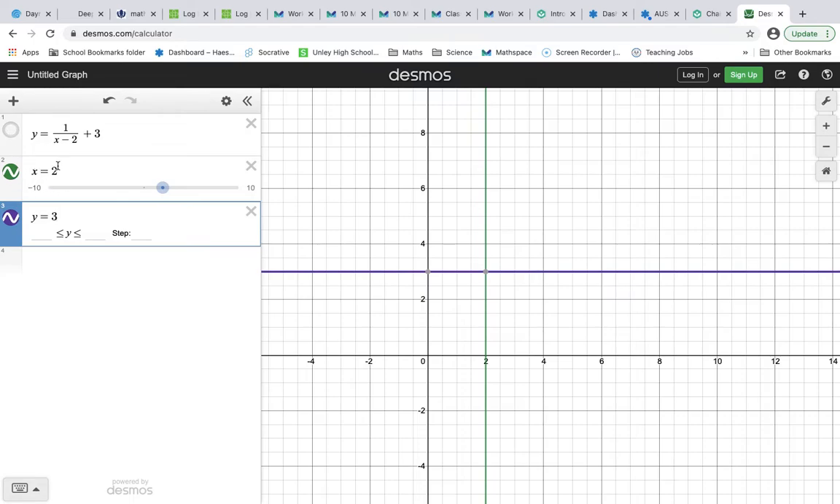It makes sense. I've explained why you get this vertical asymptote at 2, because that's where you're going to get your new 1 divides 0. You can't do that. X can't be 2. Does it make sense why you've now got a horizontal asymptote at 3?